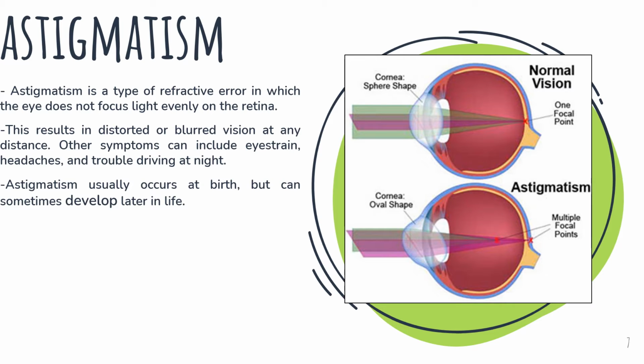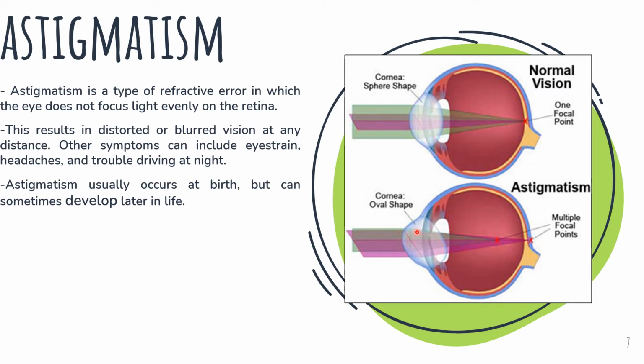So we move to astigmatism. Astigmatism is a type of refractive error in which the eye does not focus light evenly on the retina. This results in distorted and blurred vision at any distance. Other symptoms can include eye strain, headache, and trouble driving at night. Astigmatism usually occurs at birth but can sometimes develop later in life.